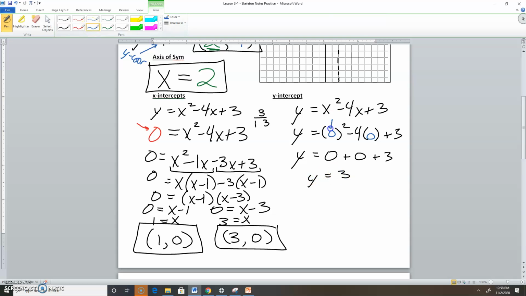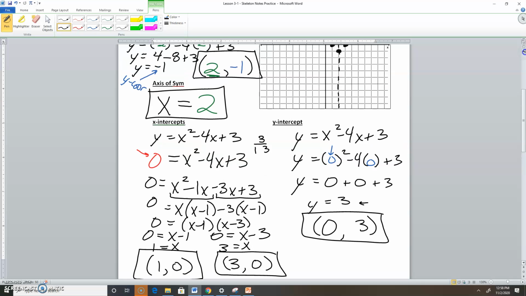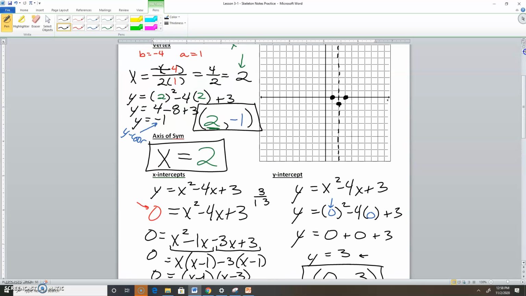Again, have to write this as a point. My x equals 0, and my y value equals 3. So 0, 3 is my y-intercept. Okay? So if I go back up here to my graph, the point 0, 3 is my y-intercept. Now, each of these should have 5 points. You guys will find there's some cases where you only have 3, but each of them should have 5 points.